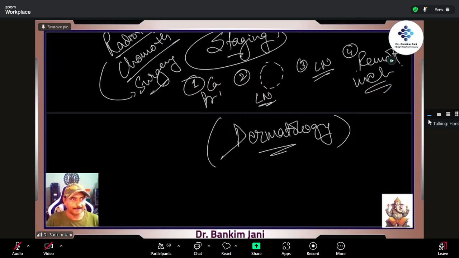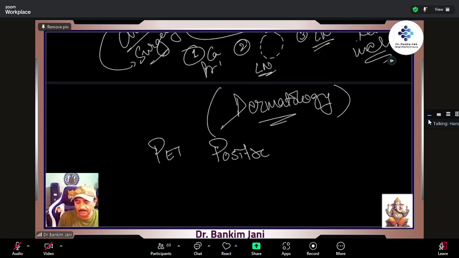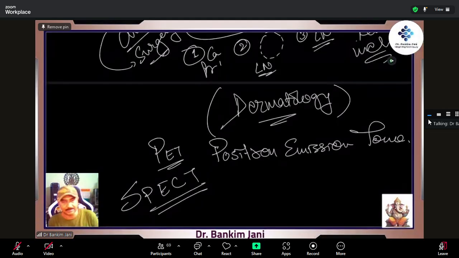So what is a PET scan? I had a PET scan project on it. PET is positron emission tomography. So this is where radiation is used. Now even SPECT has come, single photon emission computerized tomography. It's called the SPECT scan.